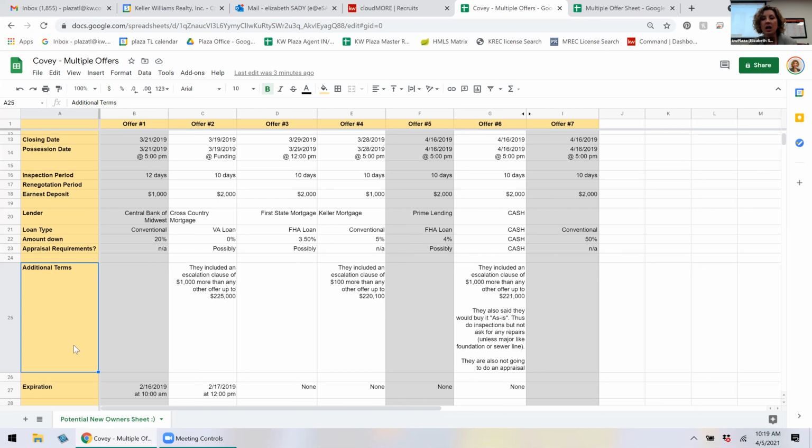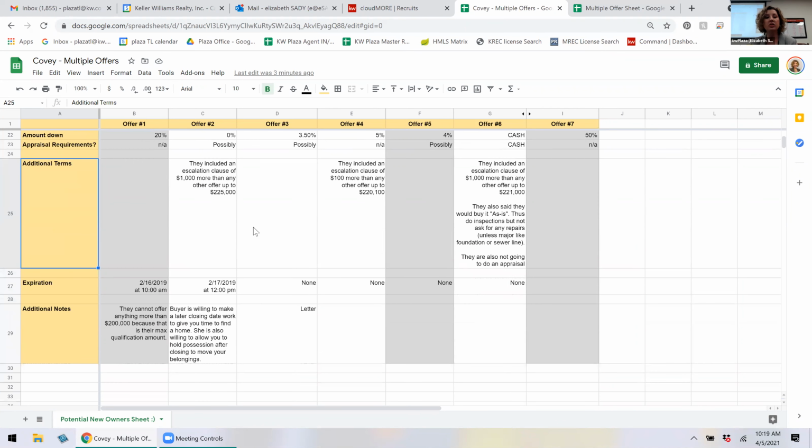And then on this cash offer, I had clarified with them that they were not doing an appraisal, because with cash, even though they aren't required to do an appraisal, they still have the option to do an appraisal and have that as an out. I also would include the expiration of the offer, just so I knew that if I had a really hot offer and I needed to reply to it within a certain window, it was a way for me to keep track of when offers were expiring.